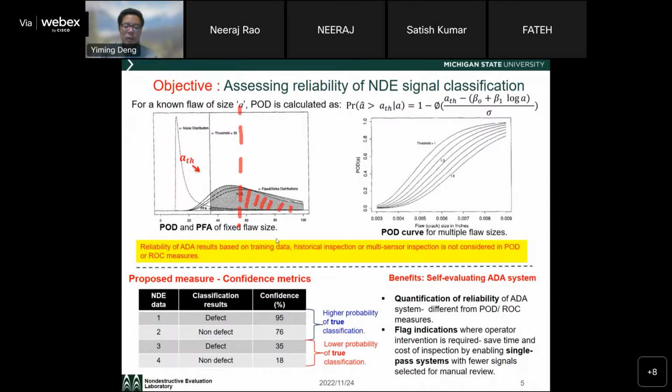All right, so even with POD, there is something which has not been addressed yet: how can I assess the reliability of that POD calculation? One way of doing that is to give a confidence measure or confidence metric associated with it. I can have some classified results, defect or non-defect. Look at the proposed measure here, the CM, confidence matrix, in this table. Even when I classify something as defect or non-defect, I may have different confidence.